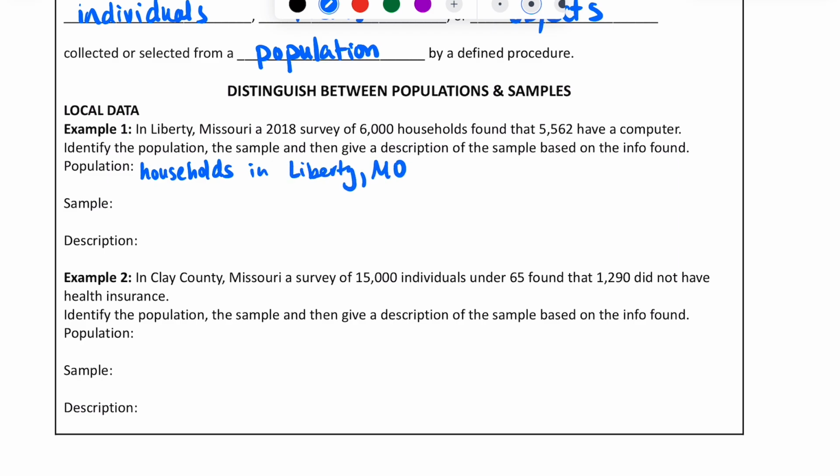Now, obviously, it would be way too hard or take too long for us to go to every house in order to see if they have a computer or not. So they took a smaller group, those 6,000 households, as the sample. And we want to make sure to describe or summarize what was found, and so that description is that 5,562 of those households had a computer.